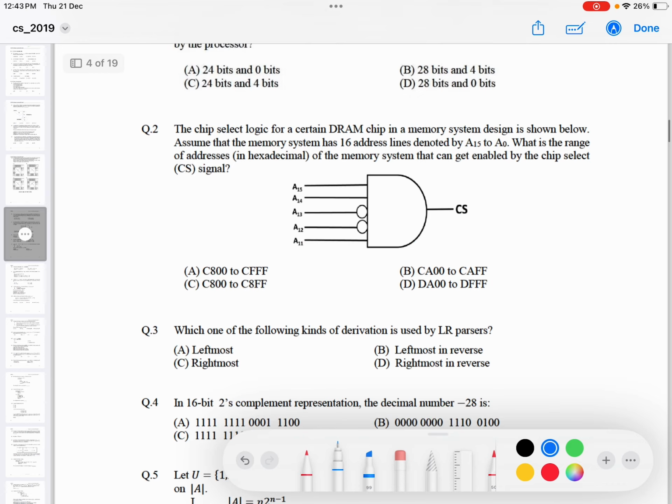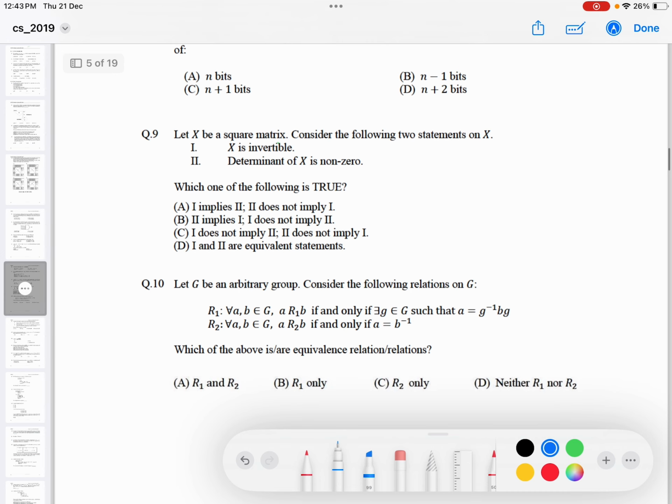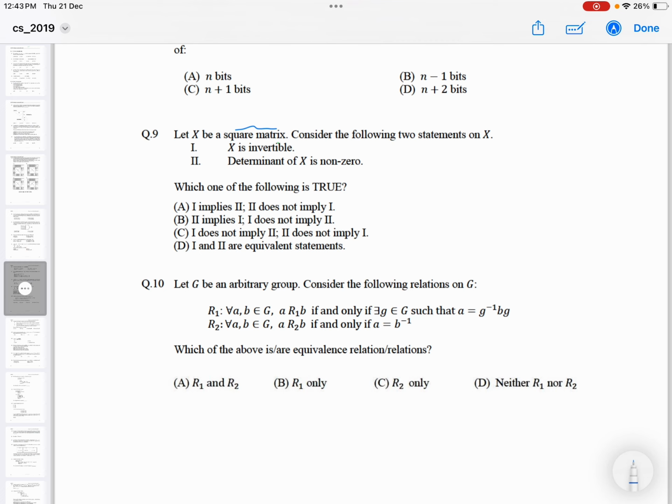We have question number 9. So question number 9 is: let X be a square matrix. Consider the following two statements on X. Statement 1 is X is invertible, and the other is the determinant of X is non-zero. So both the statements are correct, and both the statements say the same thing.